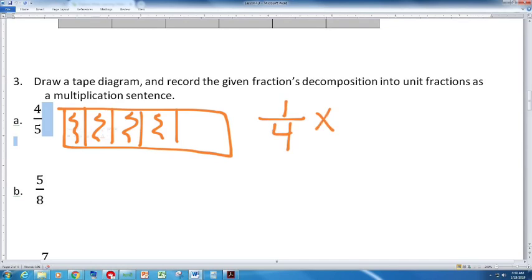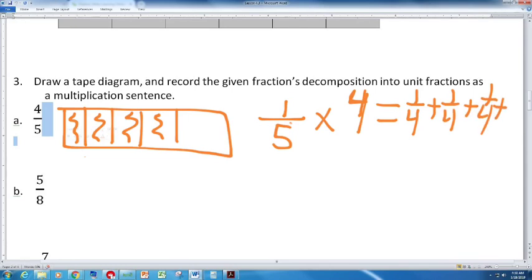How many shaded boxes are there? There are 1, 2, 3, 4. Nope, not out of 4. It would be out of 5, excuse me. 1 over 5 times 4, because there are 4 shaded, which equals 1/5 plus 1/5 plus 1/5 plus 1/5. I'm sorry, ladies and gentlemen, this is fifths.